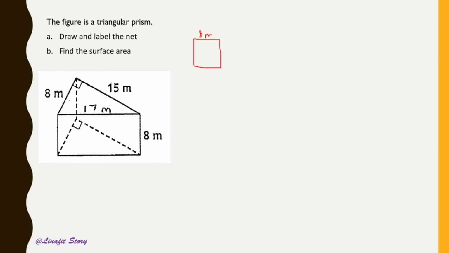This is a square of side 8 meters. And then this is a rectangle. The length is 17 meters. And then another rectangle. The length is 15 meters. And then there are two triangles. The base is 8 meters and the height is 15 meters.